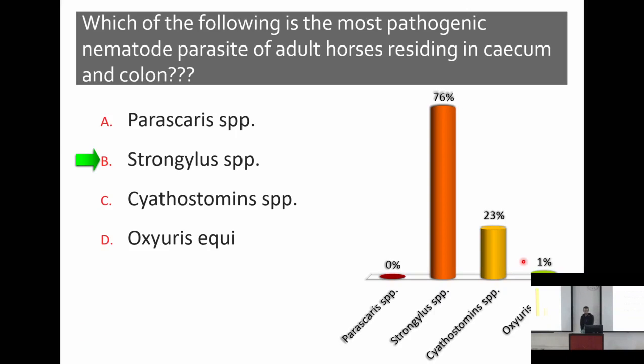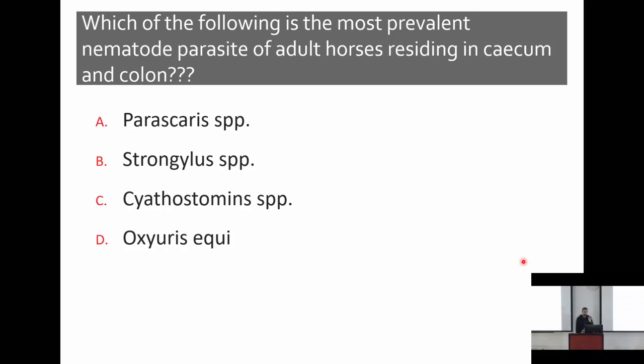Okay, so here we talked about highly pathogenic. Remember, Strongyles is the highly pathogenic one. Okay, so let's put it this way. Which of the following is the most prevalent nematode parasite of adult horses residing in the cecum and colon?